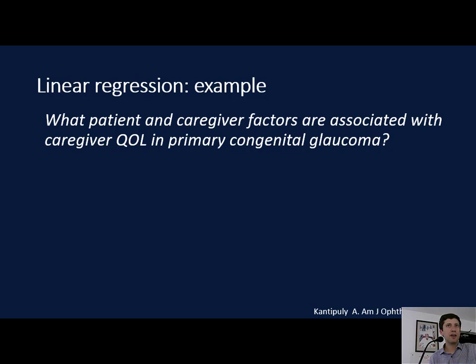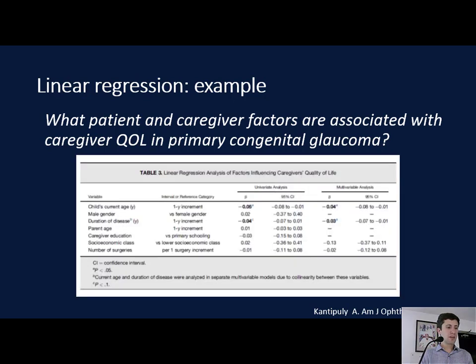So here's an example of a case in which we might use linear regression. This is a paper that we recently published. What patient and caregiver factors are associated with caregiver quality of life in primary congenital glaucoma? So we had a quality of life measure that was continuous. It was on a log scale. And we tested a number of factors in a linear regression model to see which of those factors were associated with quality of life in primary congenital glaucoma.